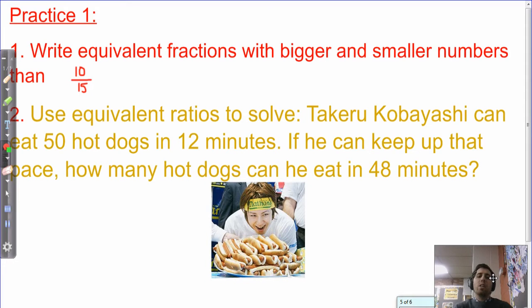The first one says, write equivalent fractions with bigger and smaller numbers than 10/15. So that's kind of like the first example we did. The second one is another word problem for equivalent ratios. It says, Takeru Kobayashi can eat 50 hot dogs in 12 minutes. If he can keep up that pace, how many hot dogs can he eat in 48 minutes? And that's actually true. He can eat 50 hot dogs in 12 minutes. He probably wouldn't keep up the same pace, so it probably wouldn't be a proportion. But let's say he did this over 48 minutes and he was going at the same rate. Find out what value of hot dogs would make that be in proportion. And there's a picture of Takeru.